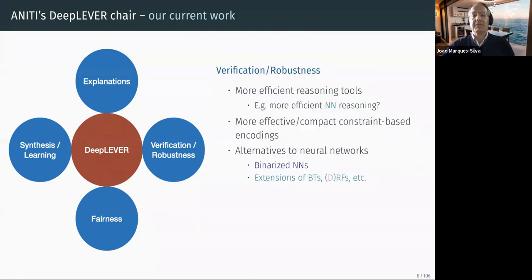And finally, we have verification or robustness, as it is usually called. So here, the grand challenge is that I will talk, if I have time, I'll talk about this in the end. So efficiency is a huge problem. And the grand challenge is how can we have more efficient reasoning when analyzing machine learning models. Another topic we are looking at is instead of plain neural networks, alternatives to neural networks.